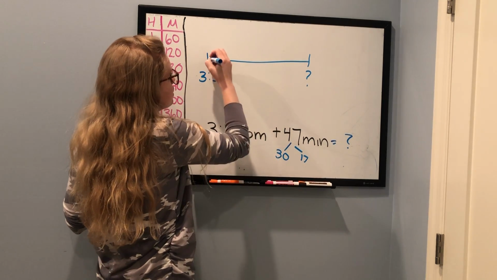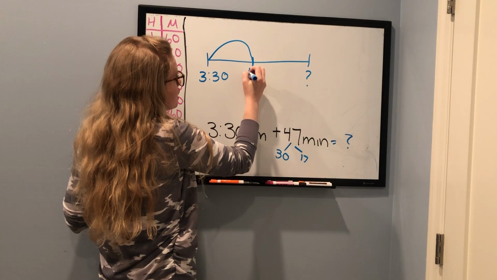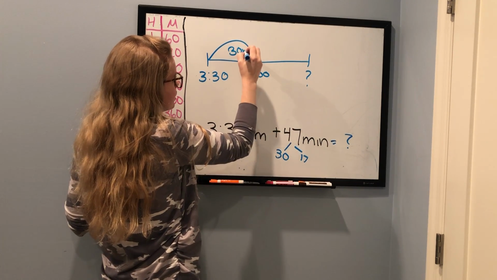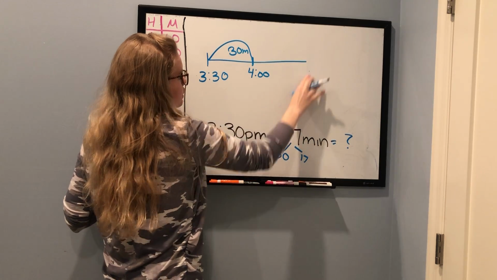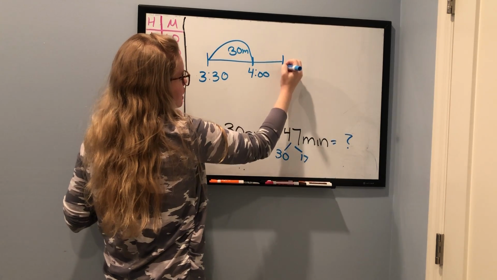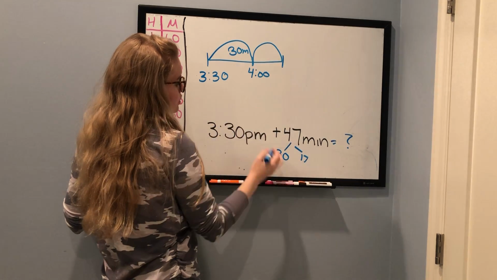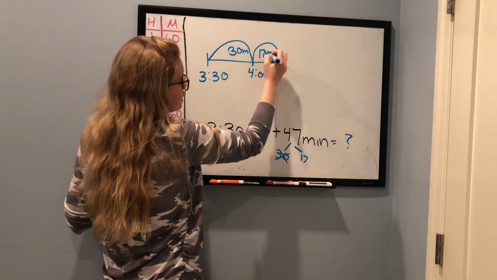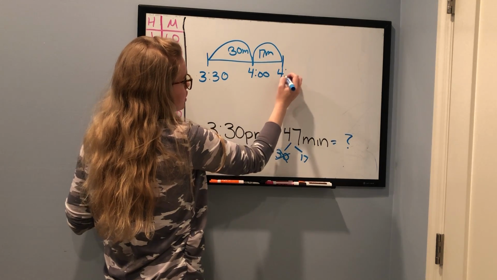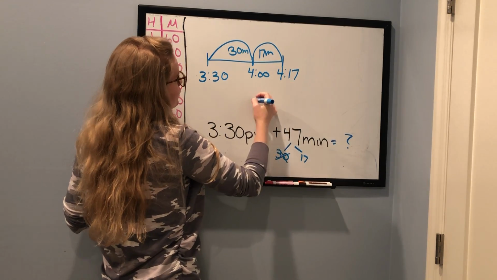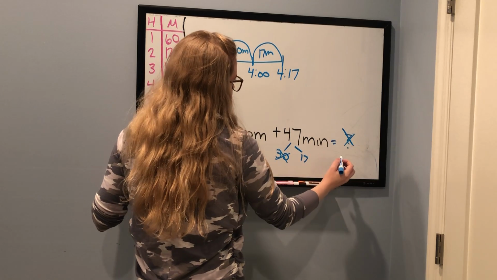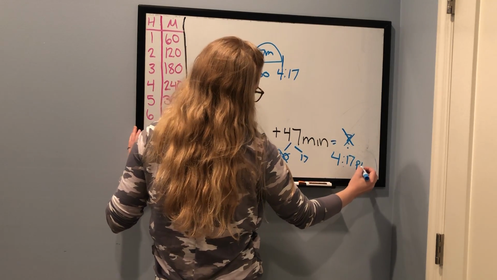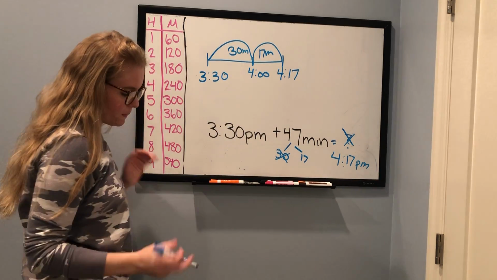Okay, 3:30 to 4 o'clock, we have 30 minutes. This is too far over. And then another jump, we have 17 minutes. We're at 4:17. Okay, so your hockey practice starts at 4:17 p.m., which is kind of random.